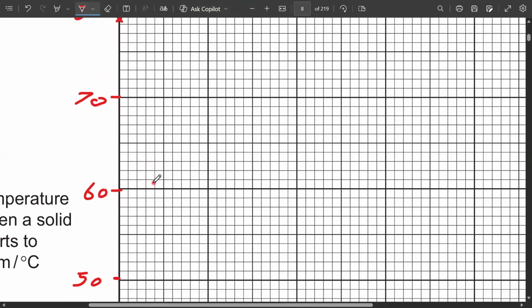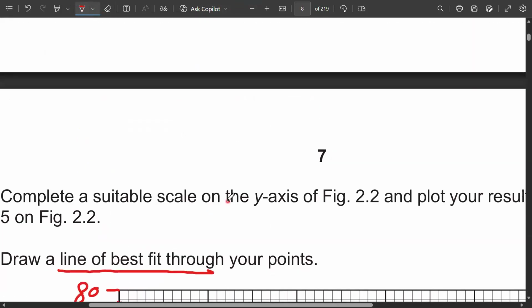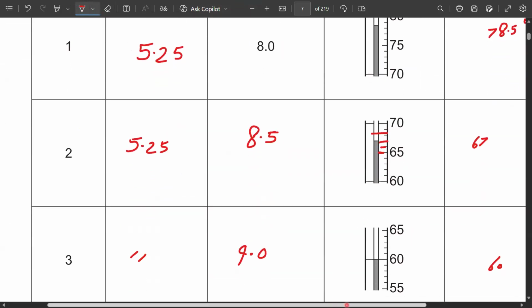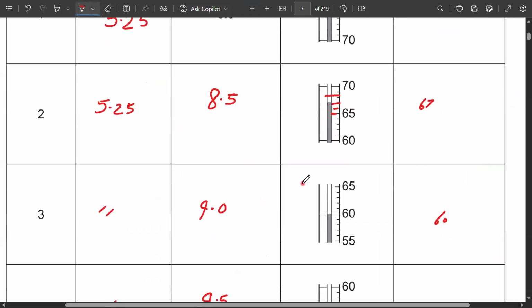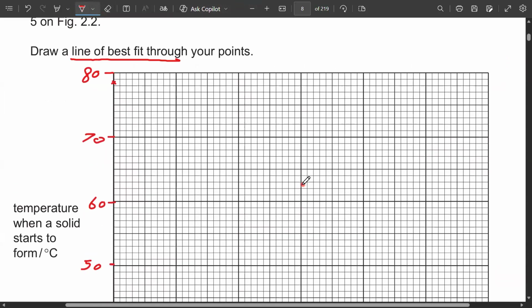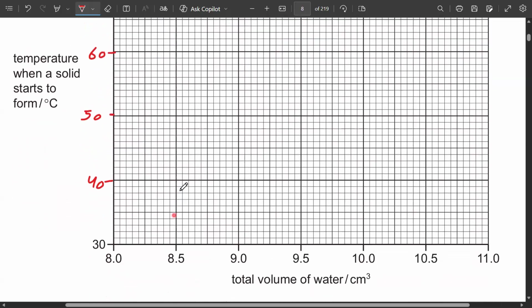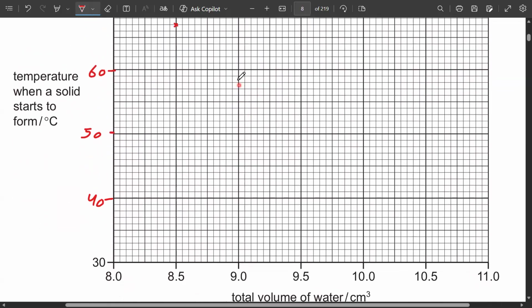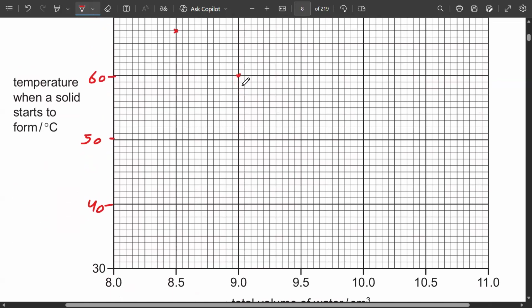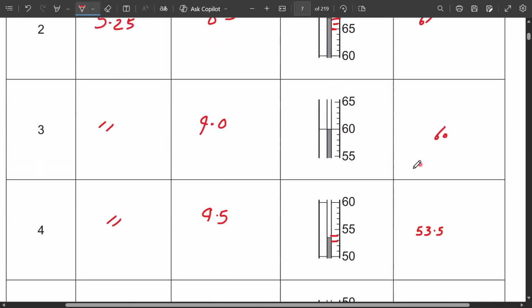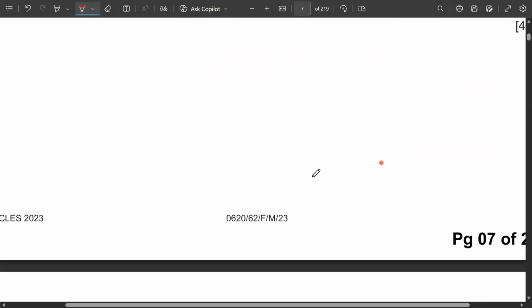The second temperature was at 8.5 cm cube with a value of 67, and then 60. 67 will be here, and 65, 66, 67, this one. And the volume is 8.5. Then the next value is 60, at 9, this one. After this we have 53.5 and 49.